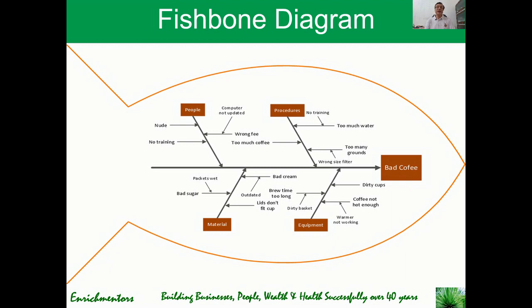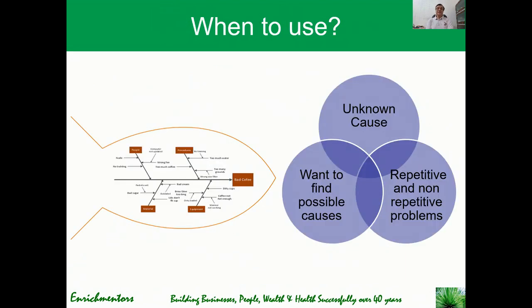Okay. So when to use a fishbone diagram? It can be used when the cause is unknown, vis-a-vis the 5 whys, where you need to know the cause. In this case, you do not know the cause. So you go into certain categories like people, procedures, equipment, and material, and brainstorm and find out the possible causes. Problems could be repetitive or first time, so it doesn't matter really. You want to find the possible causes. It doesn't help you find the root cause by itself. You need to use other methodologies with it too. It only helps you find the possible causes.